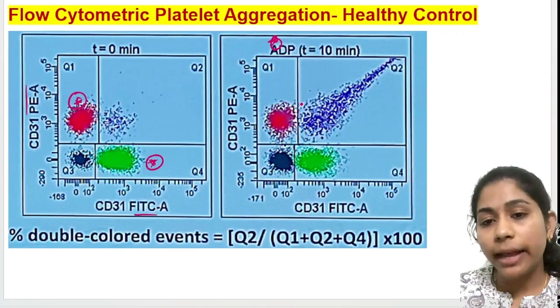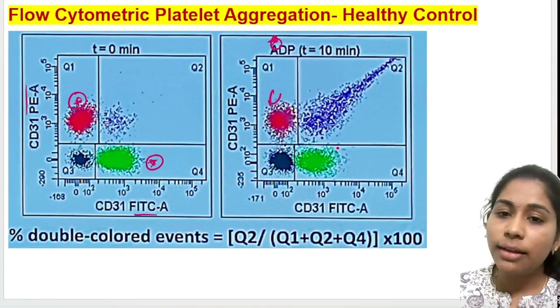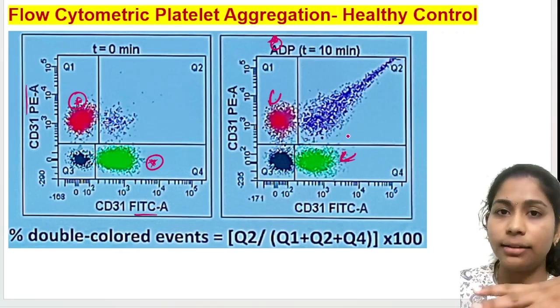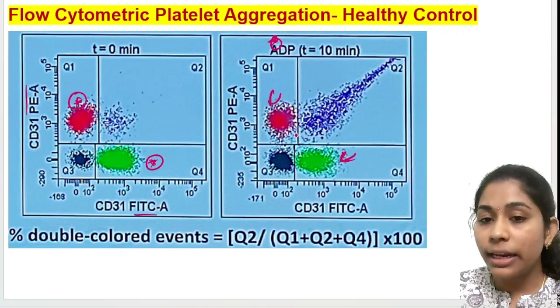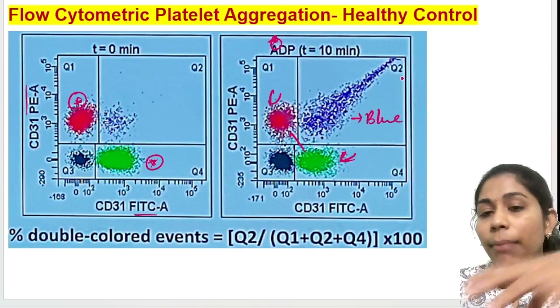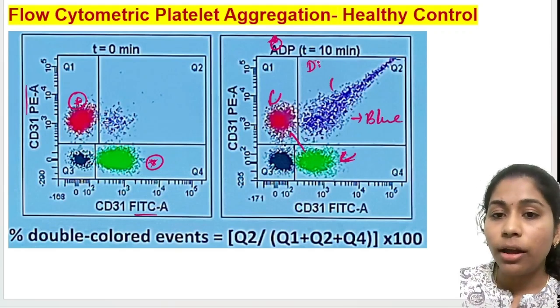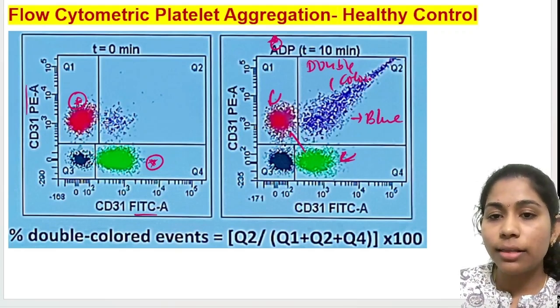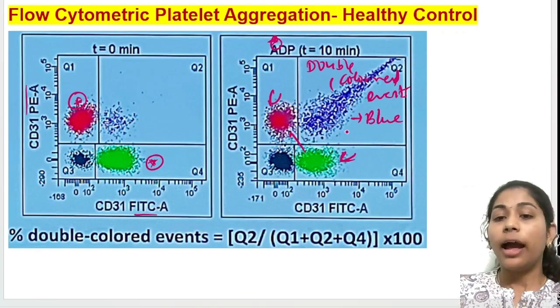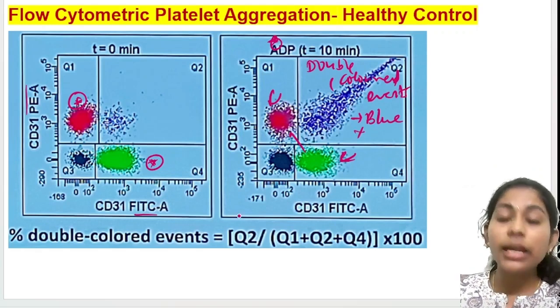Okay, so this ADP will activate these platelets and these platelets. Both the platelets are activated. Then once they activate, they will aggregate, they will bind with each other. So when this green and red combine, what color will come? A blue color will come, right? So they will aggregate with one another, they will combine, and this blue color will come, and this is called double colored events. We will call it double colored events. Two different colors are mixing and forming a single event, that is blue color, and only the percentage of this double colored events they will calculate.